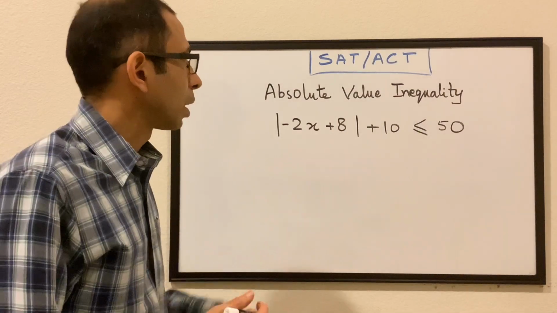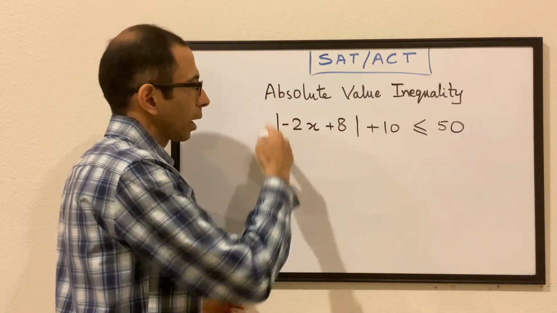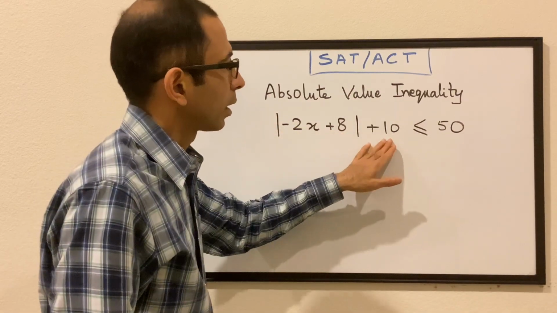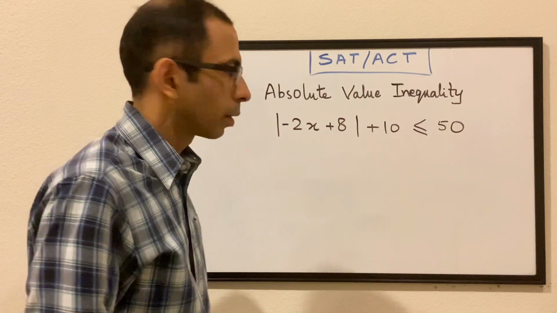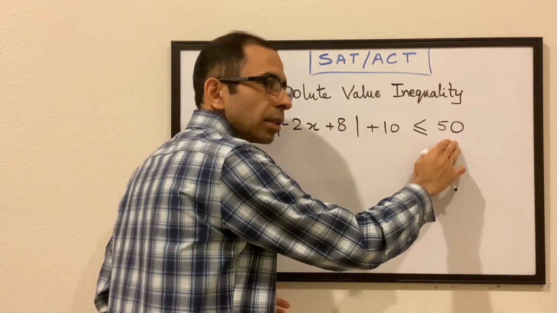Let's take another quick example of the absolute value inequality. So let's say we have something like the absolute value of minus 2x plus 8, plus 10, is less than or equal to 50, correct? The first thing we have to do is move this 10 to the right side.